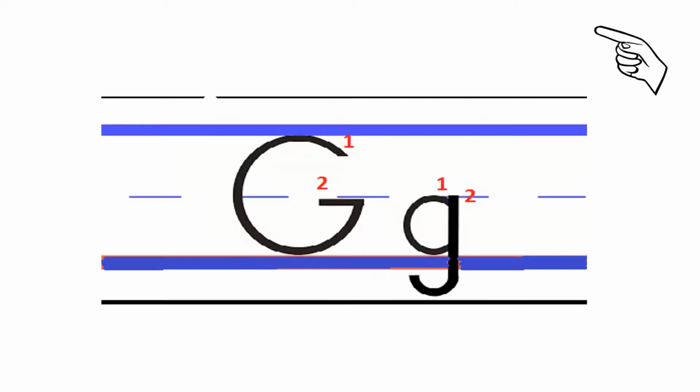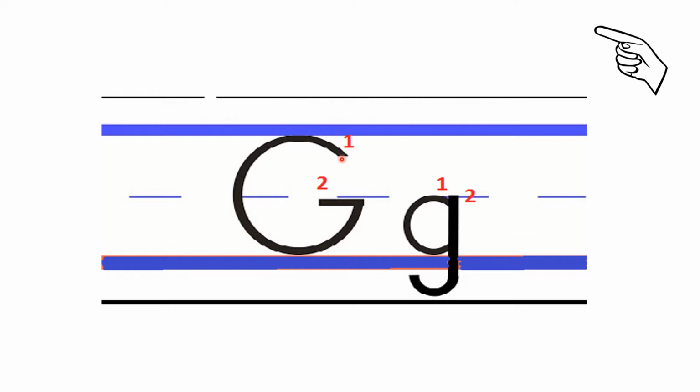Okay, next letter is letter G. Big letter G and small letter G. And the sound is g. G. Not j. It's g. G. Okay? So how are you going to write letter G? You can write it on your pad paper, or here by using your pointing finger.